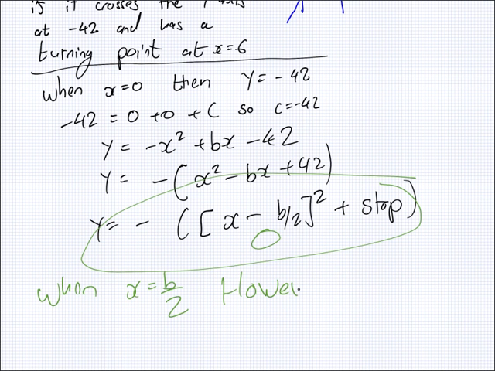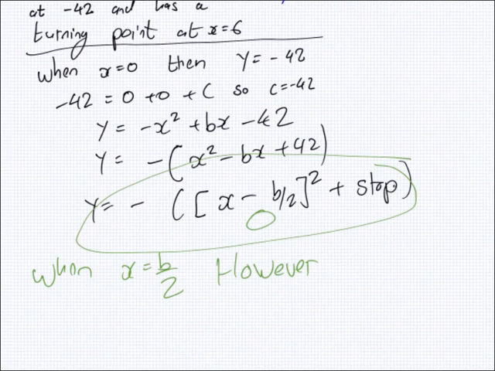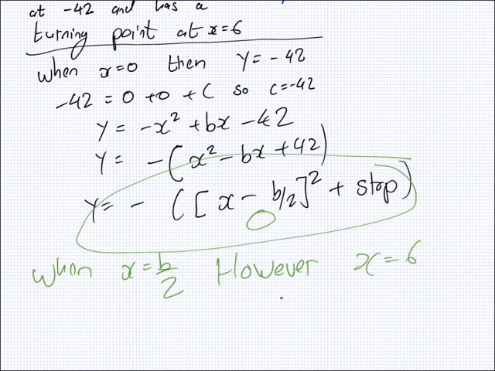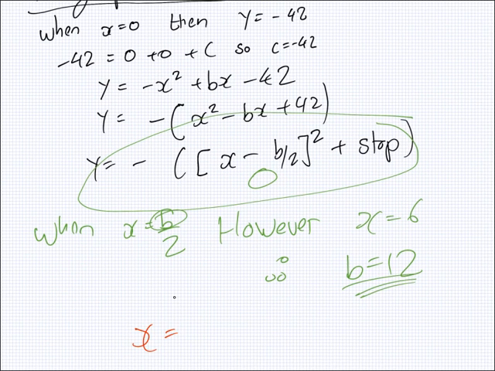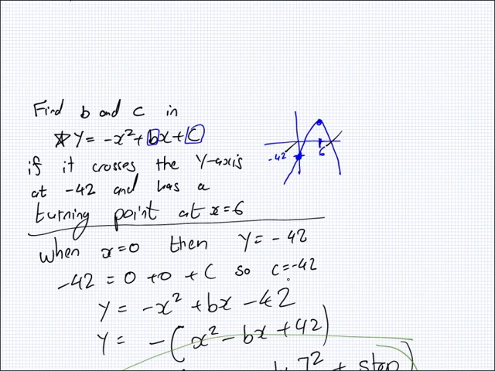However, we know where the maximum is. Where is the maximum? 6. So therefore, what must be the b? It must be 12, because 12 over 2 makes 6, which we know should be the answer. So we end up saying, the quadratic is minus x squared plus 12x, plus c.